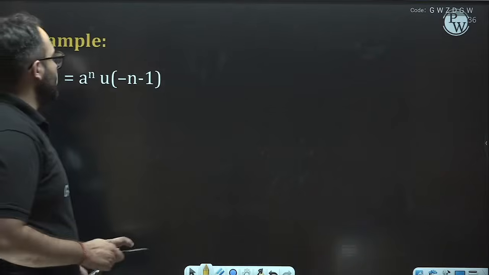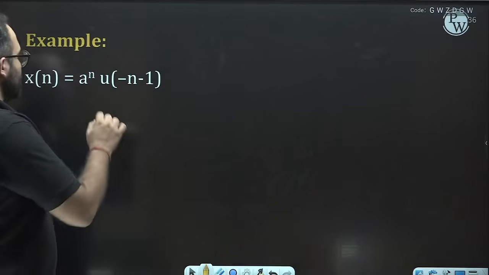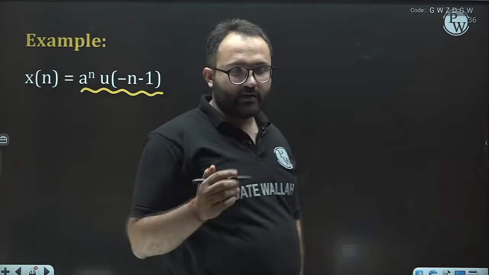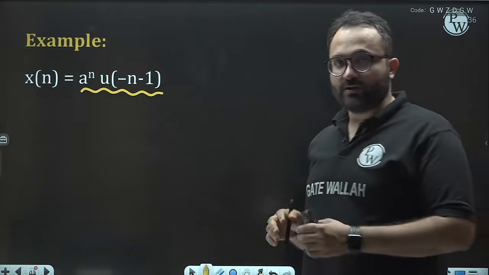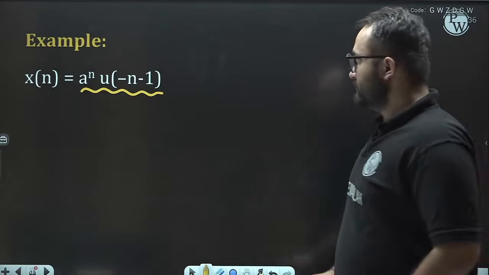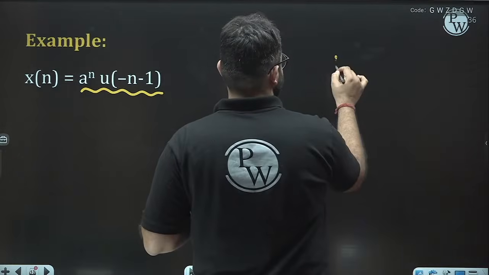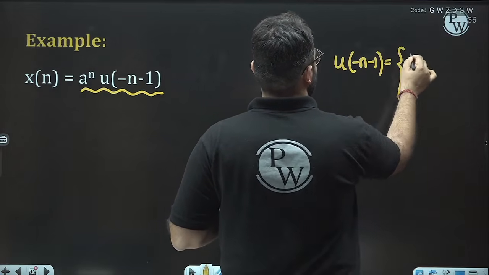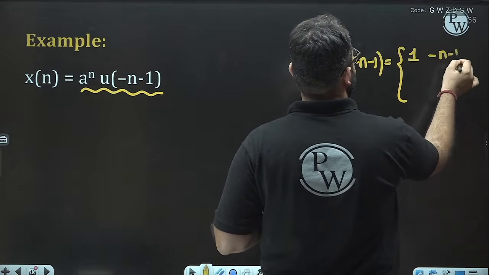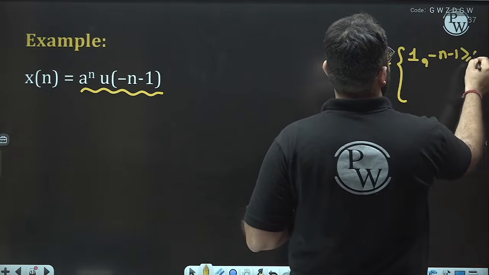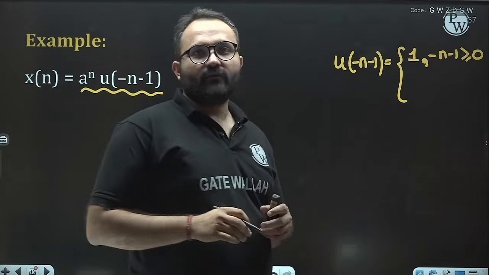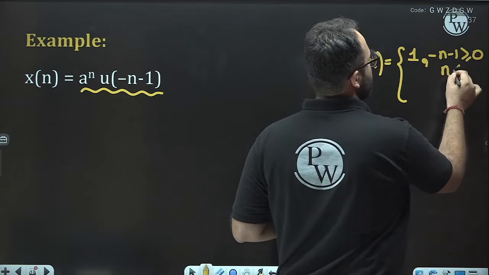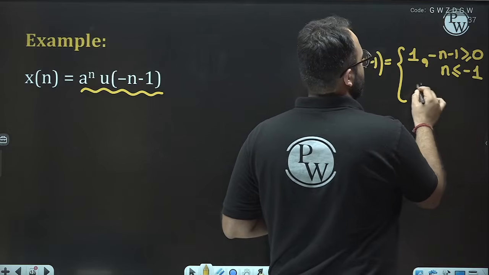Now let's look at the left-sided signal. Here the signal is a to power n u of minus n minus 1. First of all, let us see the duration of the signal, or the location where it is present. U of minus n minus 1 will be equal to 1 where minus n minus 1 is greater than or equal to 0, if you remember the formula of the unit step. Here it will come out to be n less than or equal to minus 1, and 0 elsewhere.